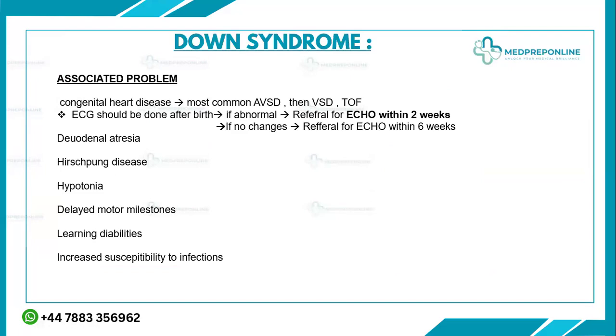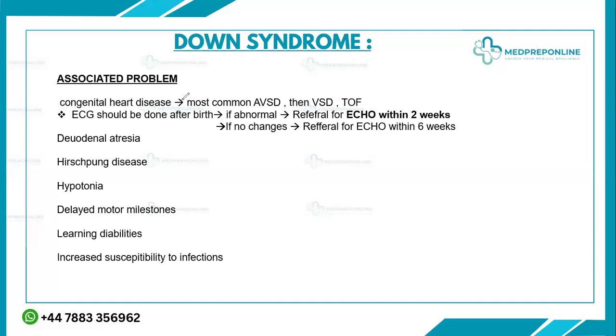Now, these were the physical features which we were looking at. Okay, now we are going to talk about the associated problems which Down syndrome patients have. So first of all, Down syndrome children are going to come with cardiac problems, congenital heart diseases.